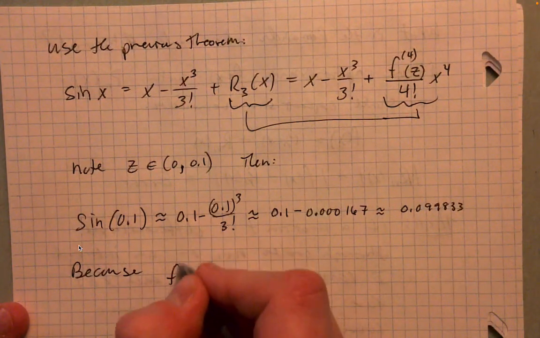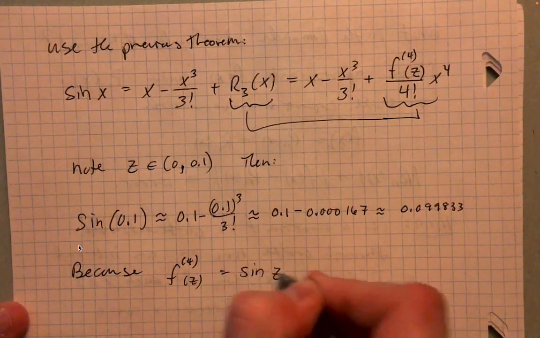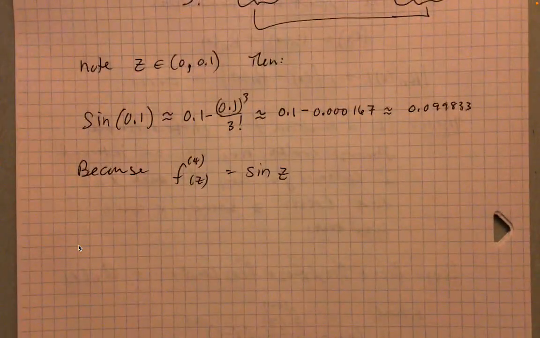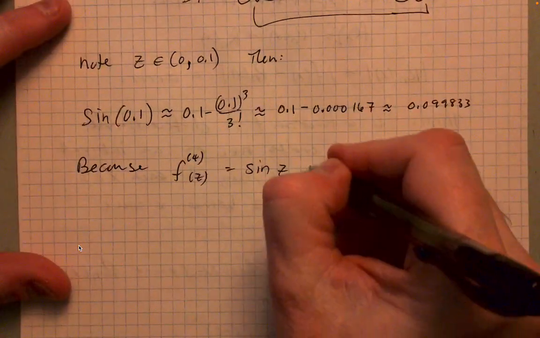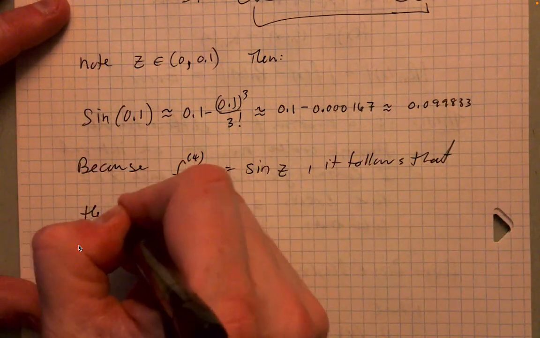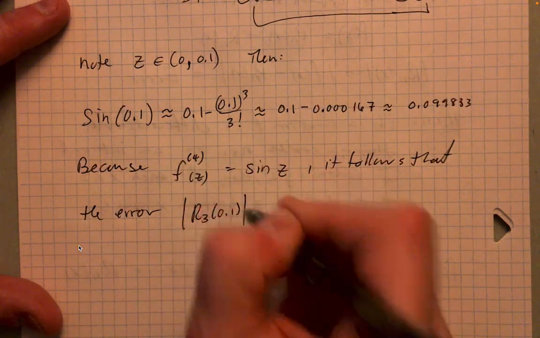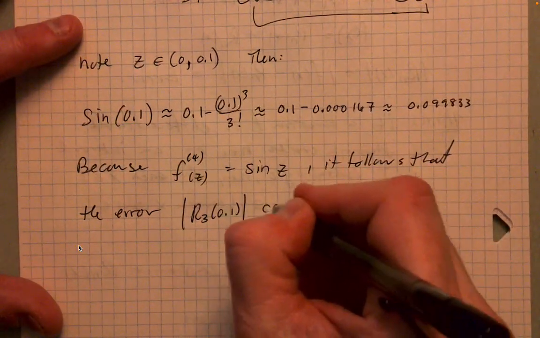The fourth derivative of f is going to be sine of z. We saw this earlier. You would have to figure out what that fourth derivative was normally, but we've seen this one before. We know that it flips back to the original function with the fourth derivative. Because of this, it follows that the error R3 of 0.1 can be bounded.